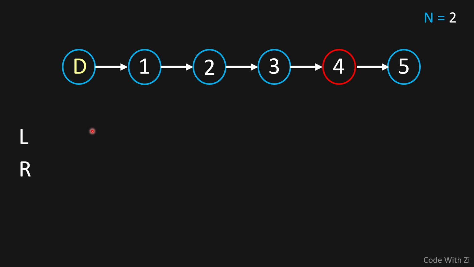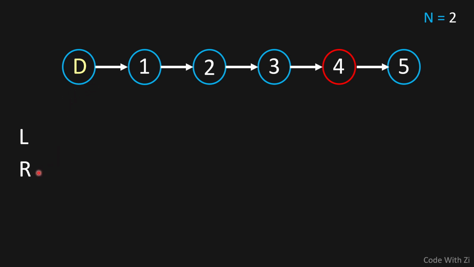So now let's visualize it. Our left pointer is going to be initialized to the position of our dummy node. So we first define our dummy node, we link it to our linked list, and then our left pointer is going to be pointing to the position of our dummy node.